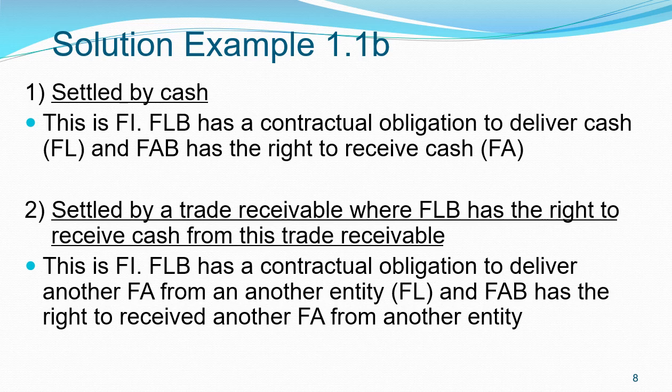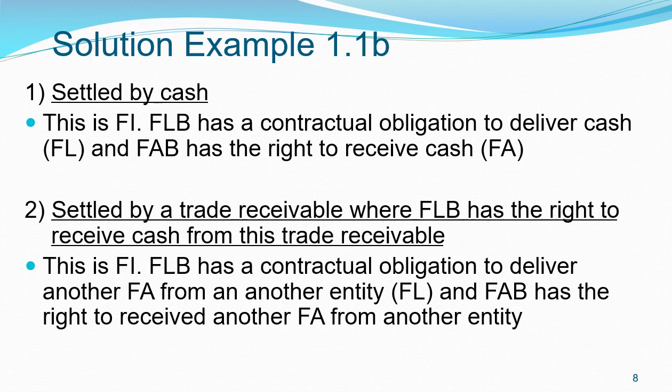Okay, for settlement number 2, settled by a trade receivable where FAB has the right to receive cash from the trade receivable. So in here, instead of paying with cash, what the buyer did is the buyer gives its trade receivable. Okay, trade receivable ada orang berhutang dengan dia, so dia bagi trade receivable tu kepada seller. So what happens? Seller akan collect lah daripada trade receivable tu.